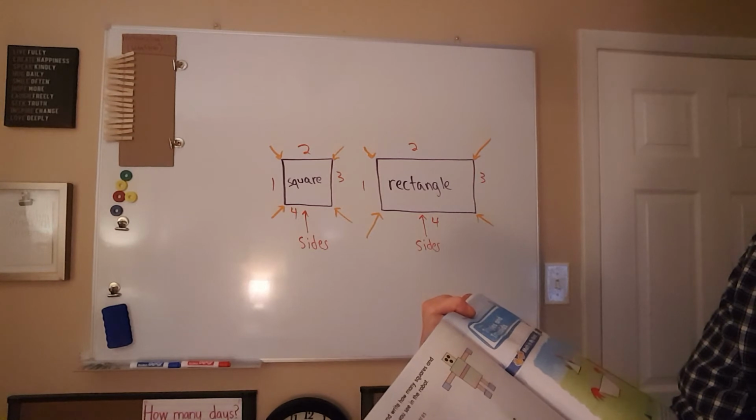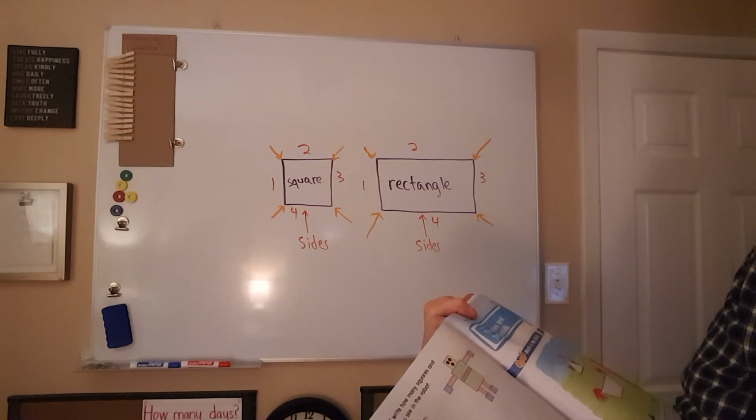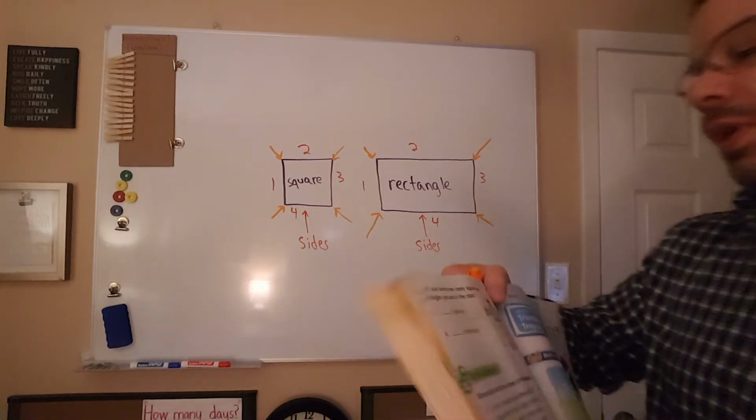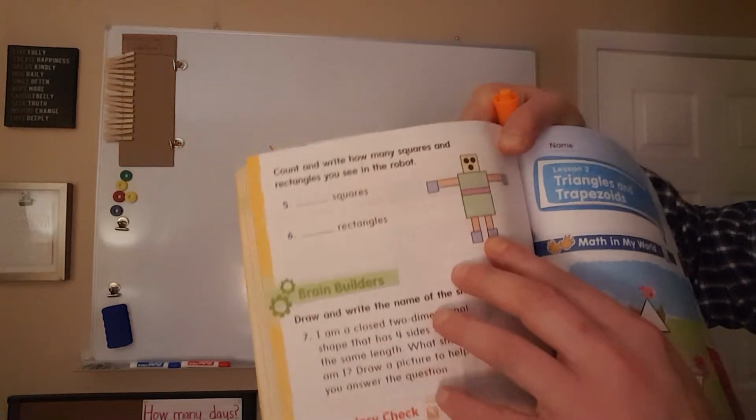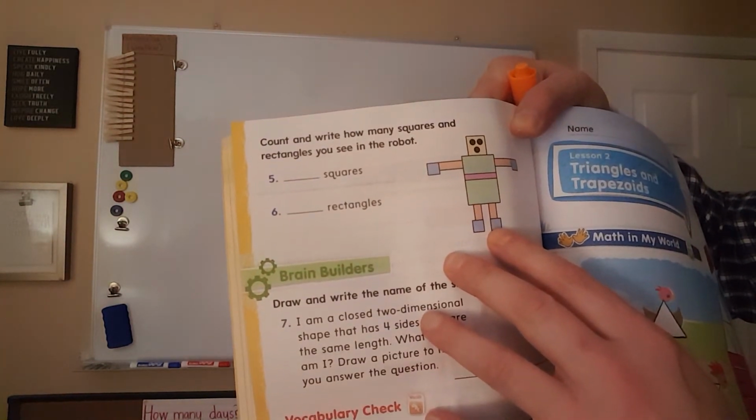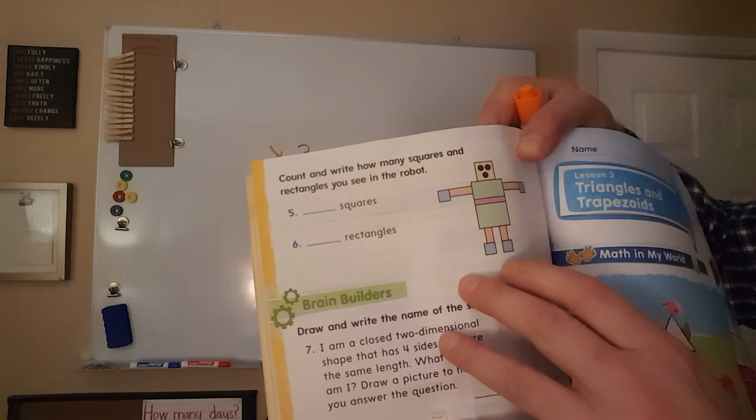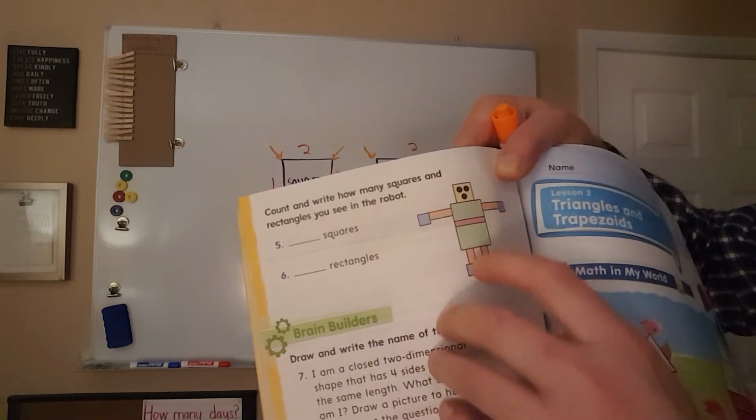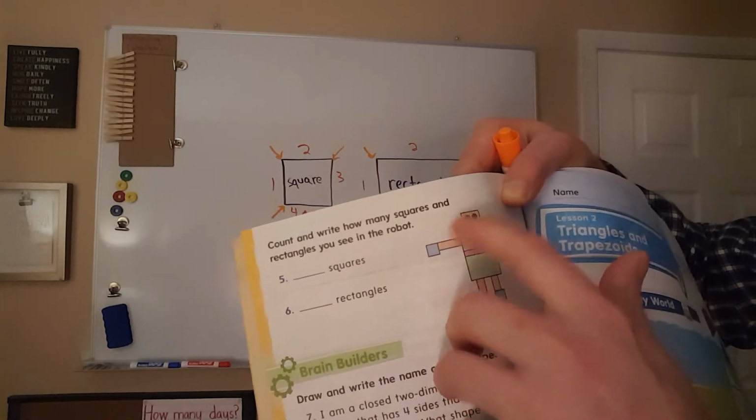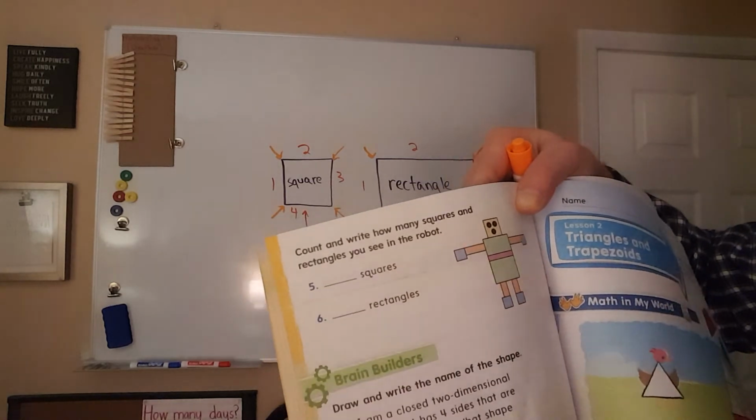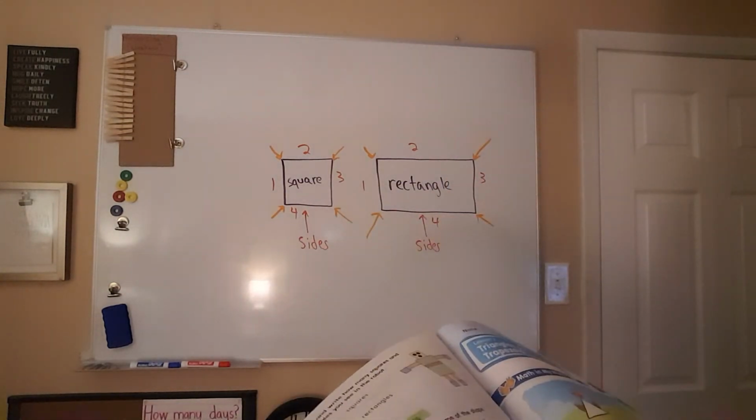And then we're getting into, oh, this is an interesting thing. Count and write how many squares and rectangles you see in the robot. So you need to find all of the individual rectangles and all the individual squares and then count them.